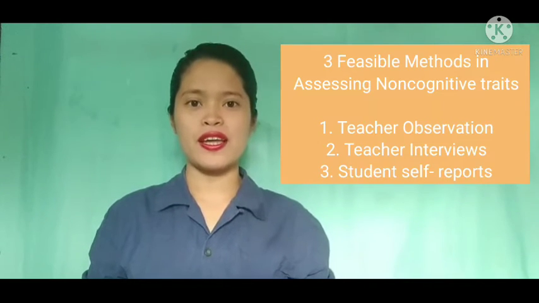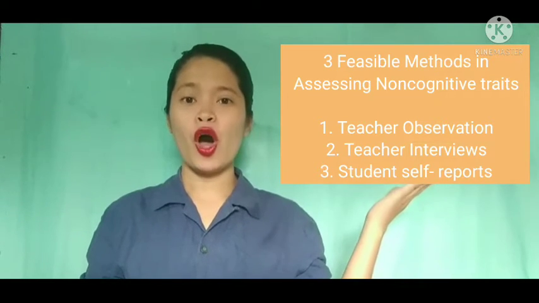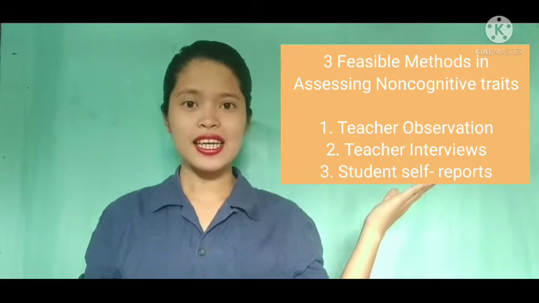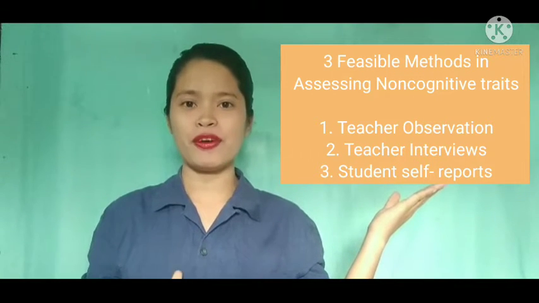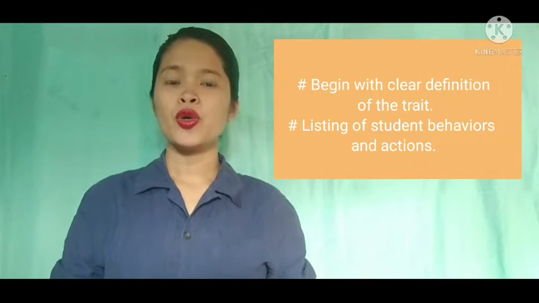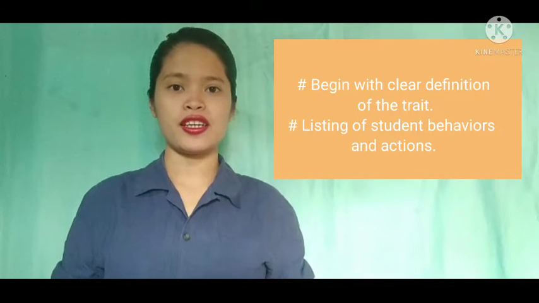Teachers assess students' non-cognitive traits in different manners, and they are using three feasible methods. First is teacher observation. Second, teacher interviews. And the third is student self-reports. Now, let us start with teacher observation. To have an effective teacher observation, the teacher should begin with a clear definition of the trait.